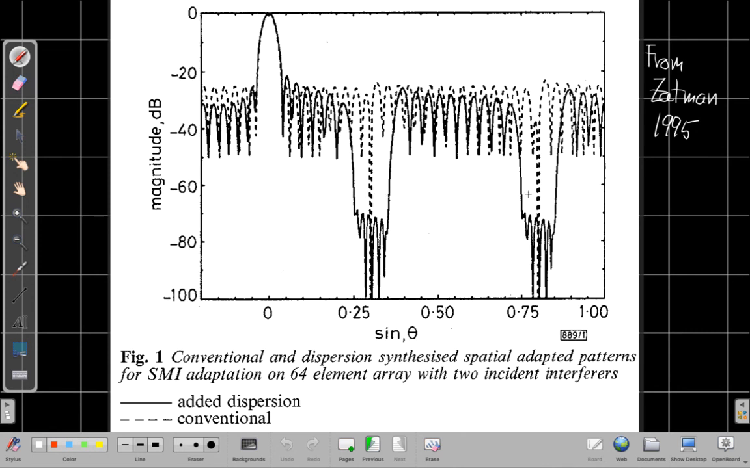You can see there's a much wider notch here. The original one with a little bit of diagonal loading gave us the conventional dashed line here, with a very narrow notch. By adding the covariance matrix taper, Zatman was able to make a much broader notch.